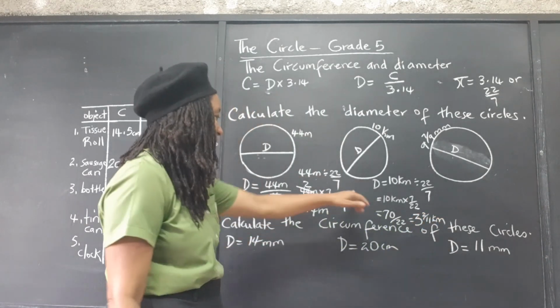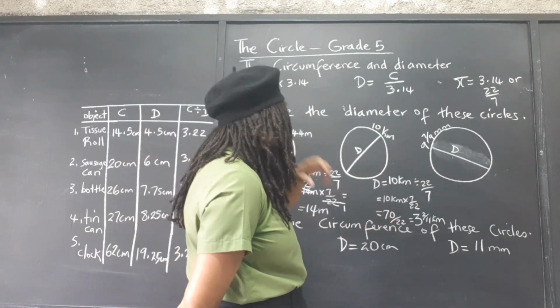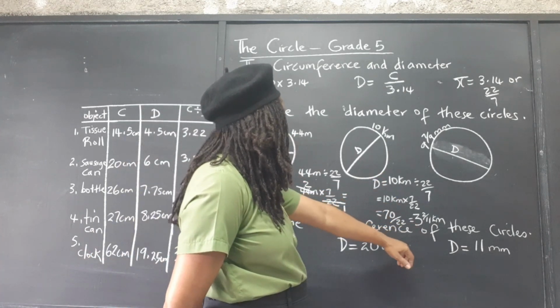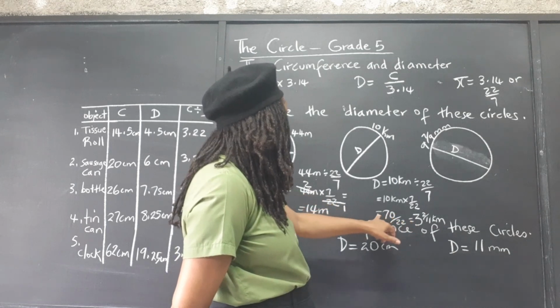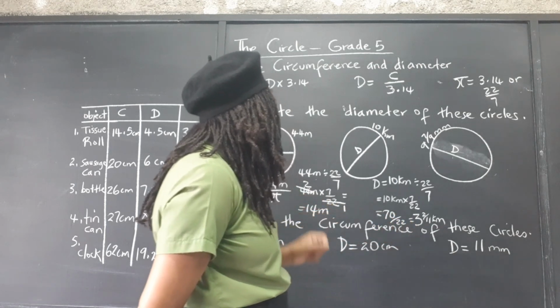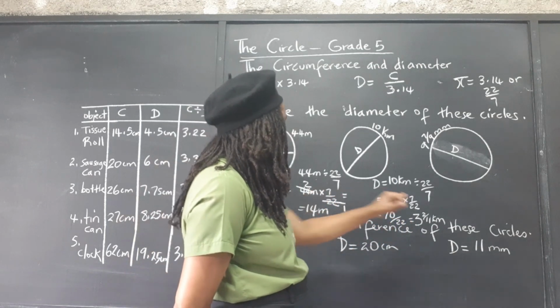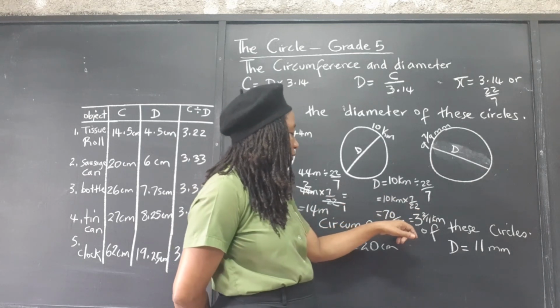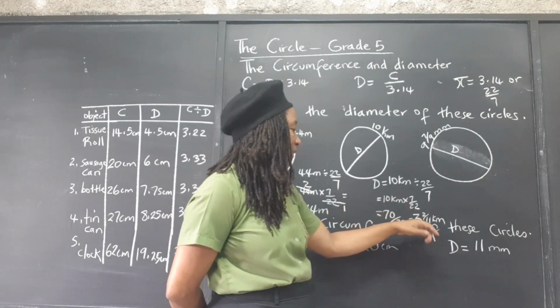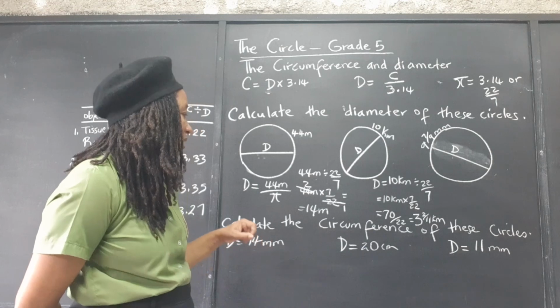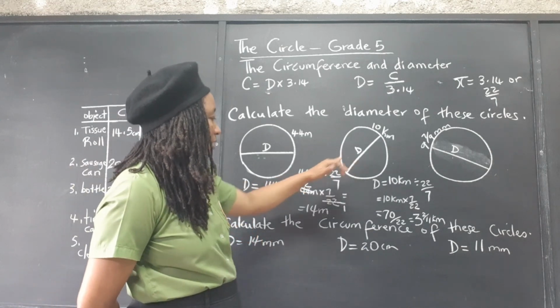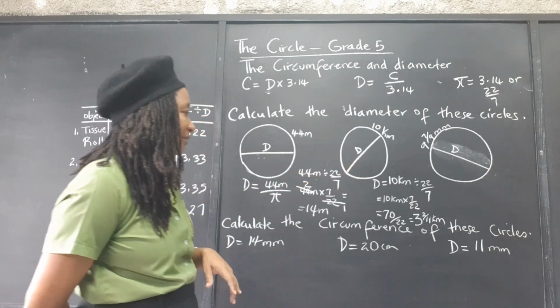Okay. So 7 10 70 and 3 22s are 66. So 3 times 22 can go into 70. If we take 66 from 70, we have 4 left over. 4 over 22 cancels to 2 over 11. So this is the diameter of this circle: 3 and 2 over 11.